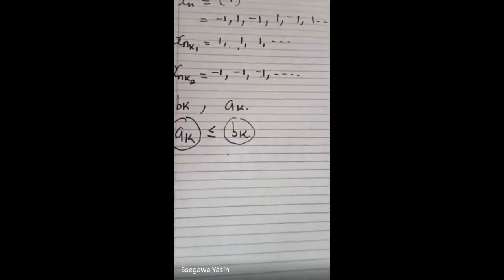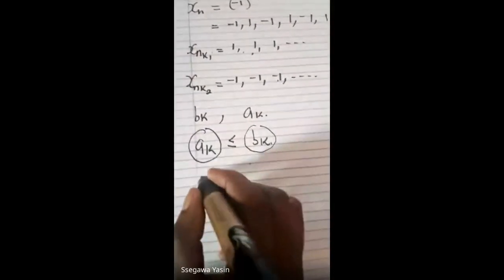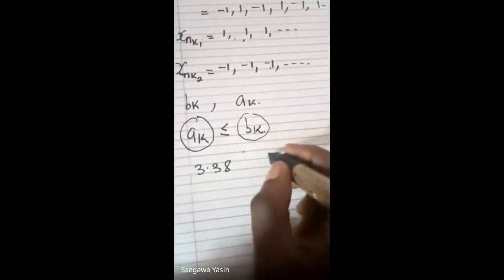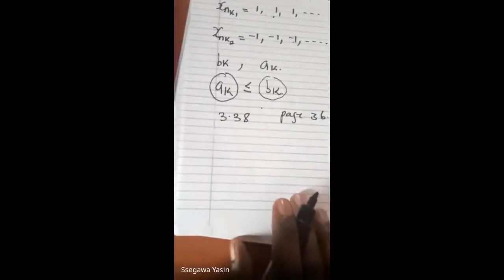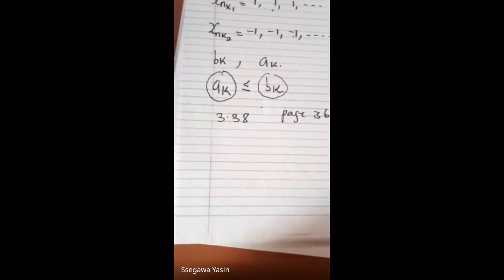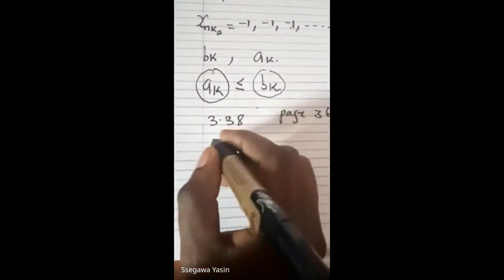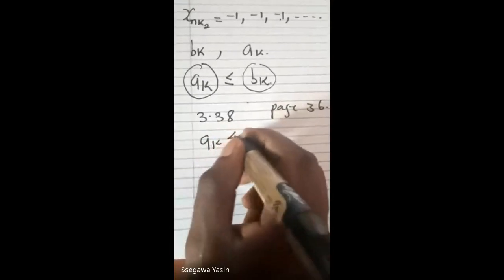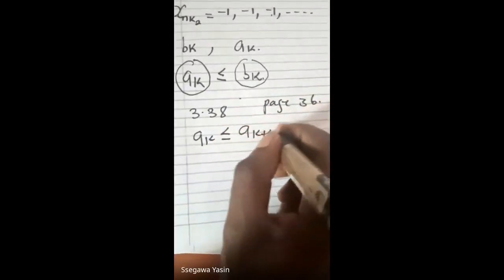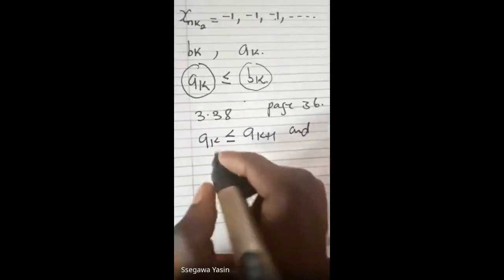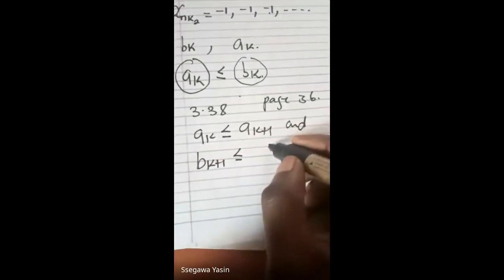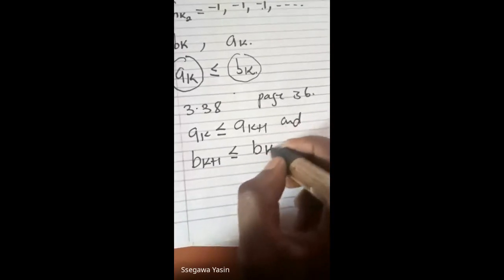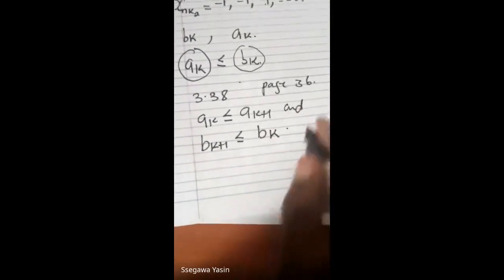So when you look at proposition 3.38, this is page 36. That is the proposition. Can you try to look at it properly? It will tell us that A_k is always less or equal to A_{k+1}, and in the same way B_{k+1} is less or equal to B_k for every k.